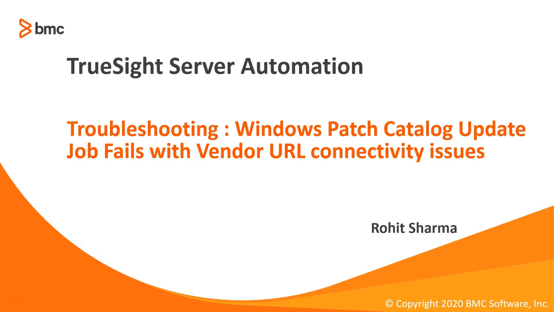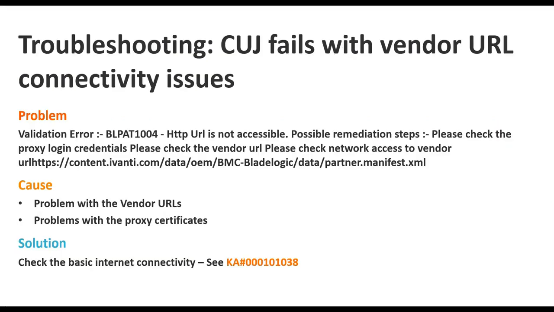Hi, my name is Rohit Sharma, and today we are going to see how to troubleshoot when the Windows Patch Catalog Update job fails with vendor URL connectivity issues. As you can see, this is the error that you'll see in the job run log: BLPAT 1004, HTTP URL not accessible, and the URL is listed here.